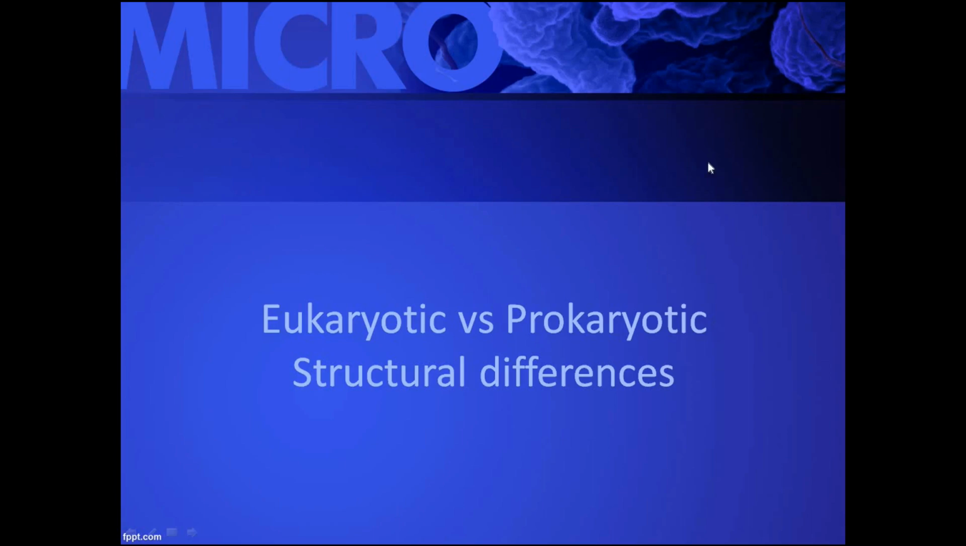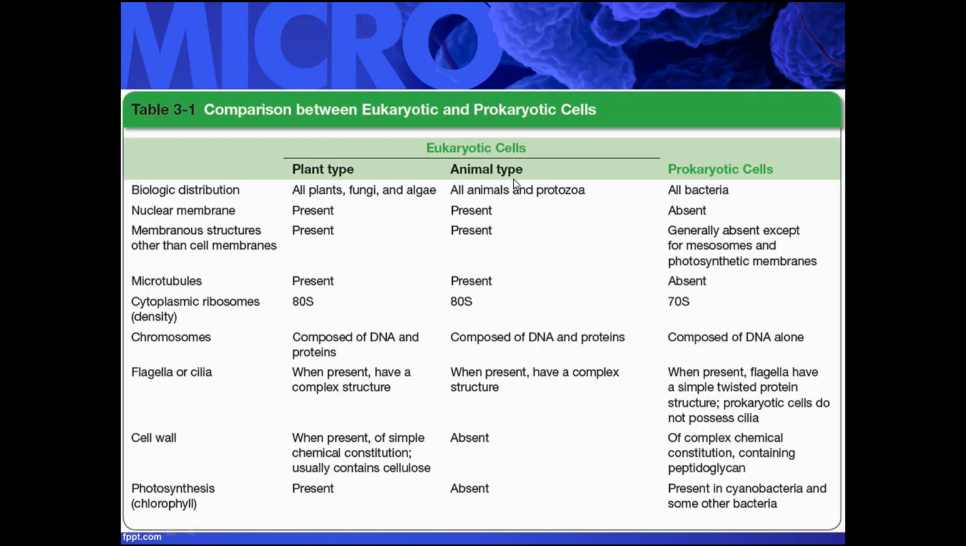Now we will discuss what we learn about the differences between eukaryotic and prokaryotic cell structures. So the eukaryotic cells, the plant type and animal types, versus the prokaryotic cells, which are the bacteria. The plant type includes all plants, fungi, and algae. The animal type includes all animals and protozoa. So the nuclear membranes, okay? The eukaryotic cells have nuclear membranes, but the prokaryotic cells don't have.